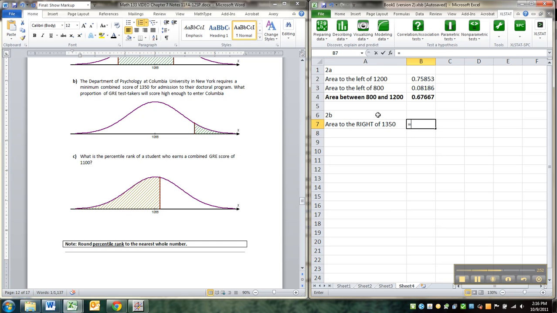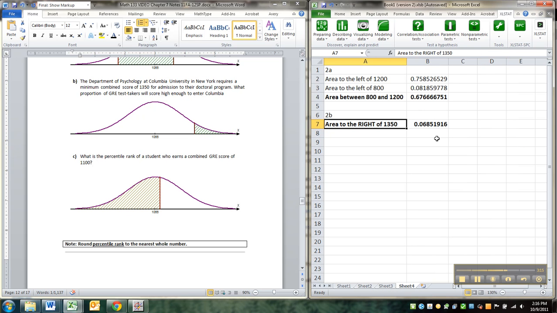Well, we want the area to the right of 1350, correct? But remember, norm dist does not find that. Norm dist will find the area to the left. So we have to do 1 minus norm dist, 1350, 1066, 191, true. Enter. And there we go. So that's the answer. And of course, you could find that in 2 separate parts if you really wanted. You could find the left-hand part and then take it away from 1. But you could just type it all at once.